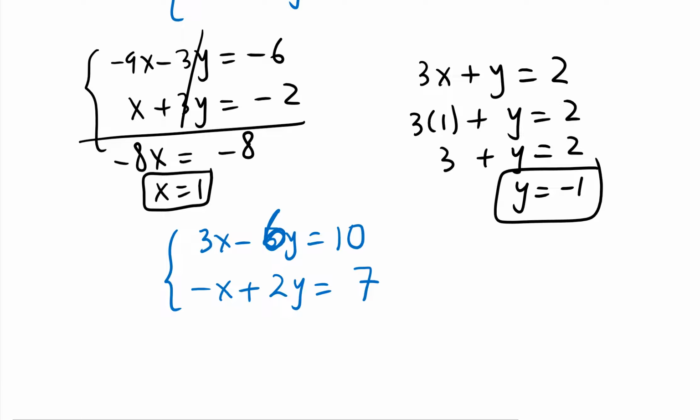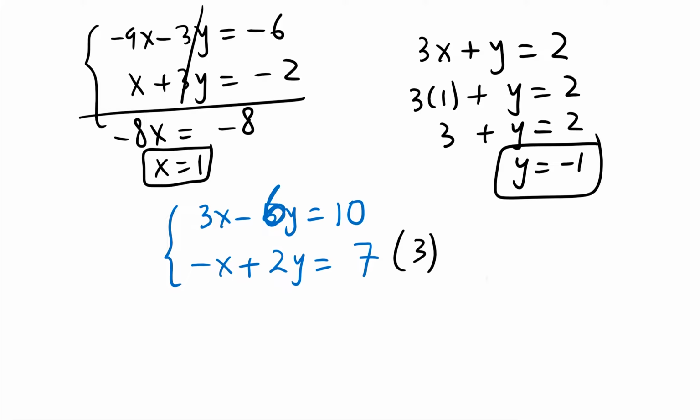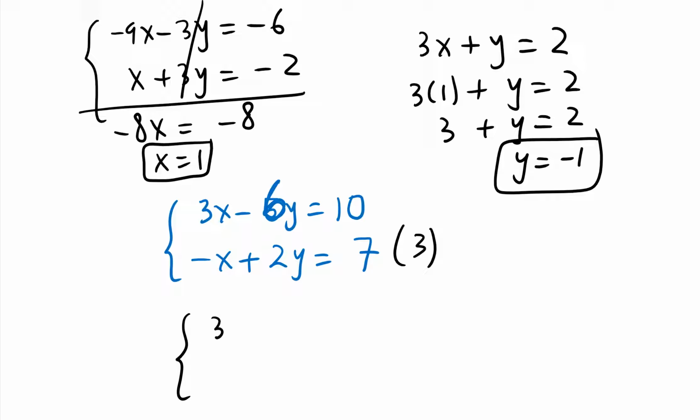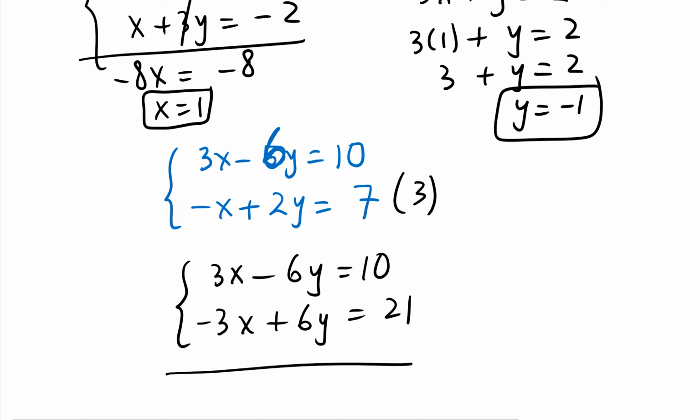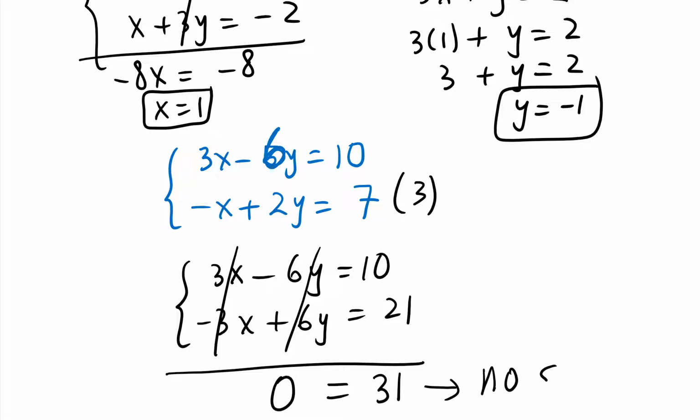For this, let's say I want to eliminate the x. Multiply by 3 here. Keep the first equation the same. Negative 3x plus 6y is 21. Oh, both of them cancel. That's no way it's true. We say no solution. The system has no solution.